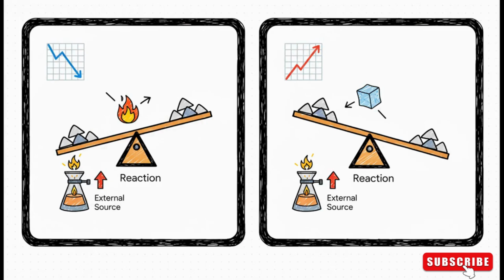So here's how it works. For an exothermic reaction, one that releases heat, jacking up the temperature makes the forward reaction less favorable. The equilibrium shifts left, back towards the reactants, and so the value of Kc actually gets smaller. But for an endothermic reaction, one that absorbs heat, raising the temperature is like giving it exactly what it wants. The equilibrium shifts right, making more products, and the value of Kc gets larger.